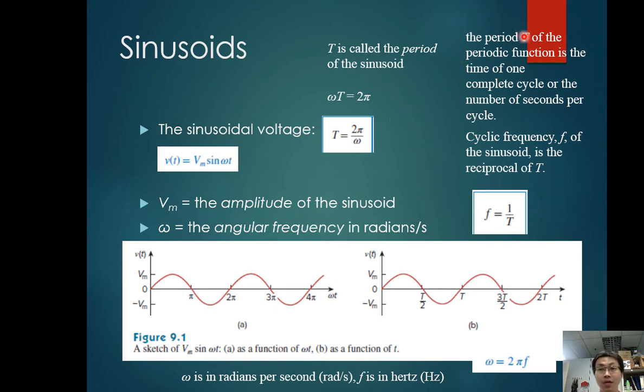The period T of the periodic function is the time of one complete cycle, or the number of seconds per cycle. For example, if from this point until here is 1 second, this is called 1 cycle. The cyclic frequency f of the sinusoid is the reciprocal of T. We call it f equals 1 over T. And related to omega, omega equals 2 pi f. So for example, this is 2 pi, then this will be T, or the period.